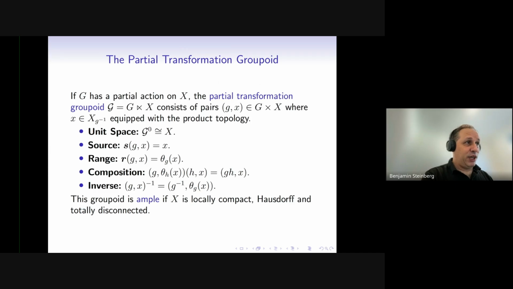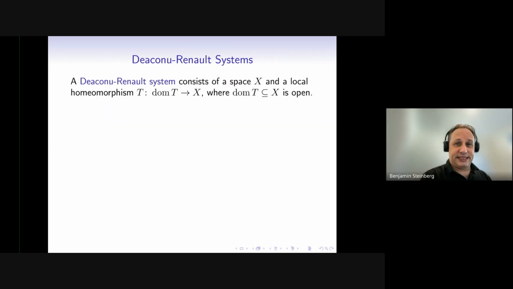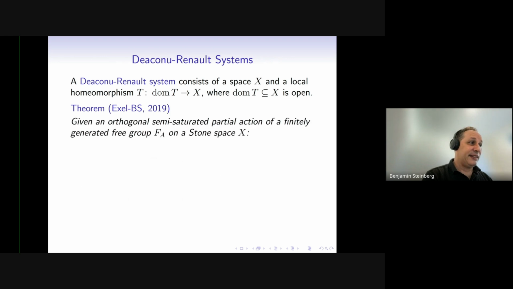So let me give an example of partial transformation groupoids, which are Deaconu-Renault systems. Deaconu-Renault systems are very popular among C-star people. Graph groupoids are examples of Deaconu-Renault groupoids. So a Deaconu-Renault system consists of a space X and a local homeomorphism T from an open subset of X, which I'll just call the domain of T, to X. Originally, it was from X to X, but people have generalized it. There are examples where it makes sense to use a subset of X, like when you have graphs with either sources or sinks, and infinite emitters or infinite receivers, depending on your conventions.